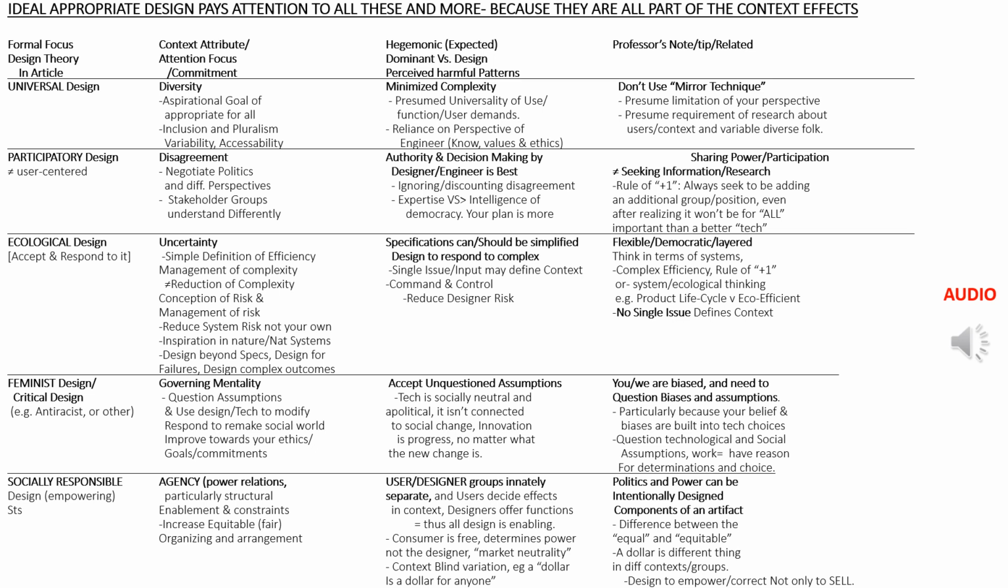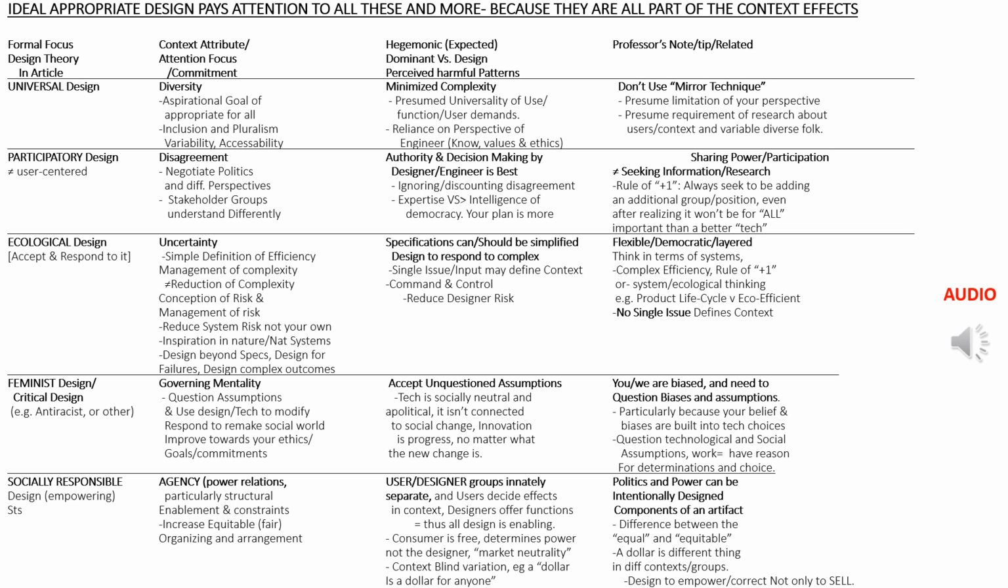So each of the slides following this will focus on one of the various five attentions. And in each case, the attention is the component of context and the central issue that distinguishes dominant design from the alternative. On this slide, introducing all five of those, I have a summarized version of what that attention is. That is, for universal design, it's diversity; participatory design, it's disagreement; ecological design, it's uncertainty; feminist design is governing mentalities; socially responsible design, the issue is agency.